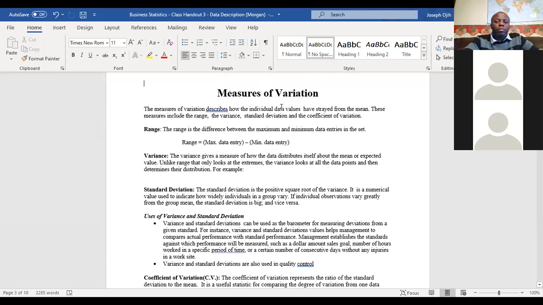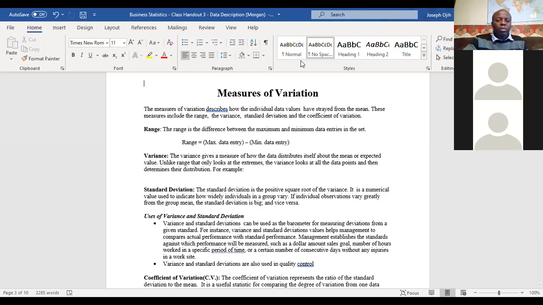So on Monday, we completed measures of central tendency for ungrouped data. Today we do the measures of variation for ungrouped data. Then after that, we can now start looking at grouped data. So today and Friday, we'll be working on that.